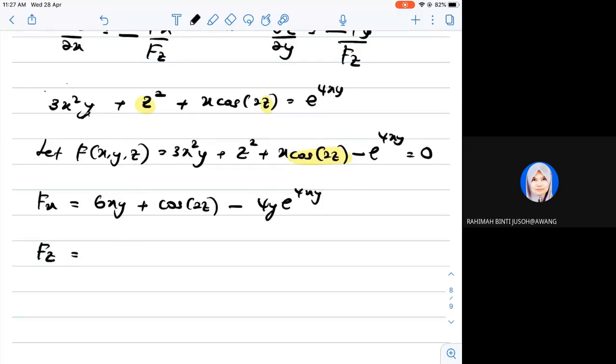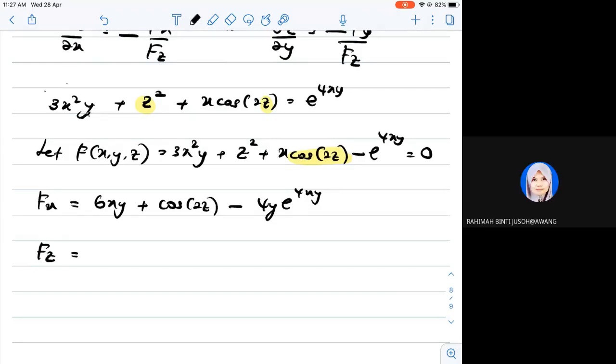Next cari fz pula. Differentiate pula kita punya f ni terhadap z. So the variable is only z and the constants are x and y. Okay. So the first term ni, 3x kuasa 2y, differentiate with respect to z dapat? 0. Yes, very good.